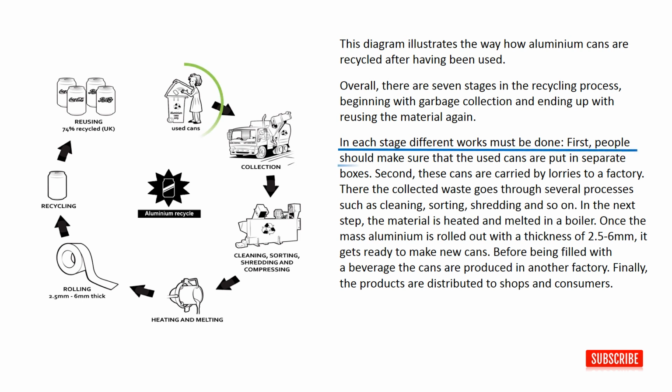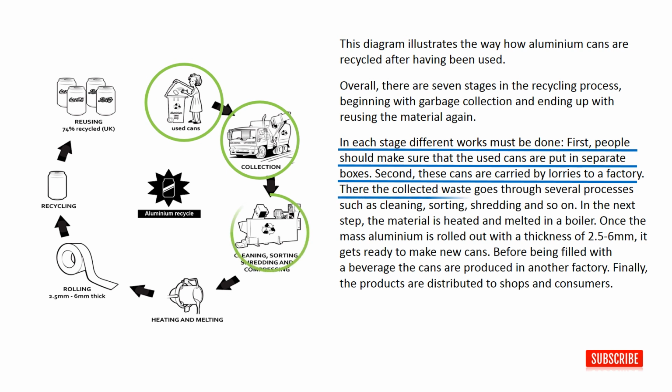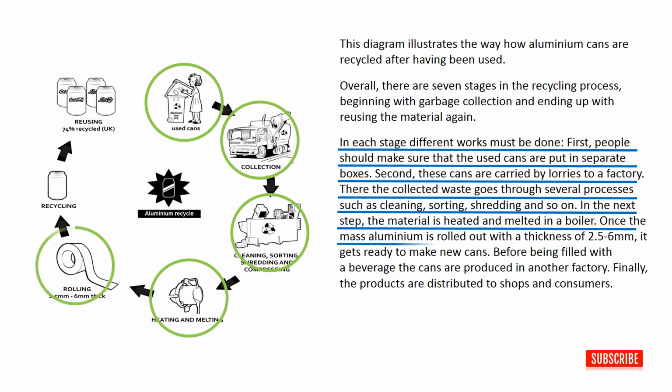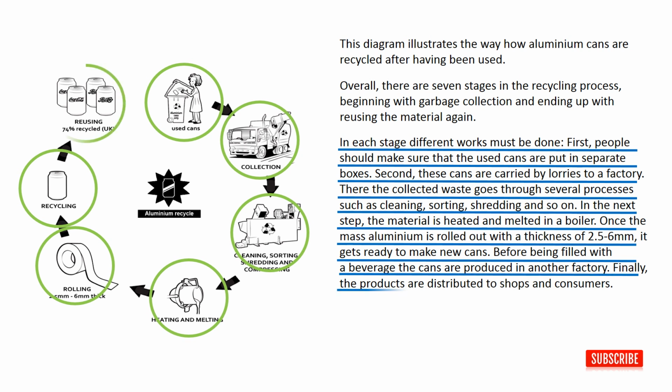First, people should make sure that the used cans are put in separate boxes. Second, these cans are carried by lorries to a factory. There the collected waste goes through several processes, such as cleaning, sorting, shredding and so on. In the next step, the material is heated and melted in a boiler. Once the mass aluminium is rolled out with a thickness of 2.56 mm, it gets ready to make new cans. Before being filled with a beverage, the cans are produced in another factory. Finally, the products are distributed to shops and consumers.